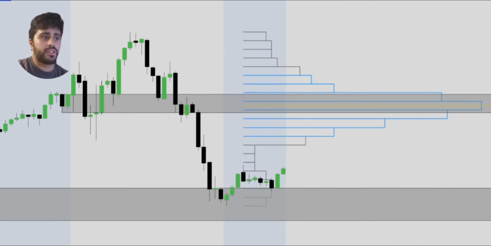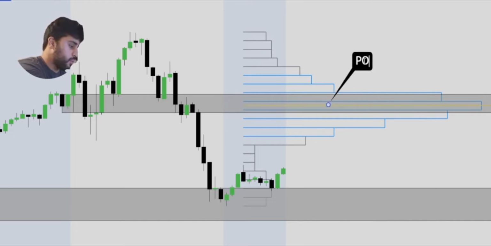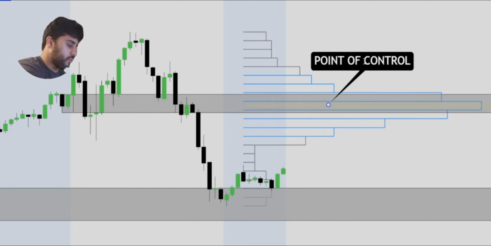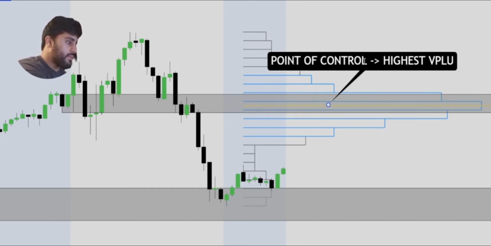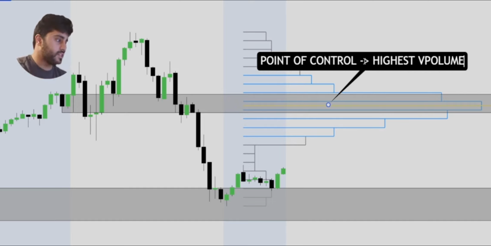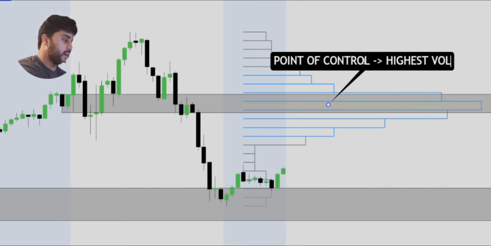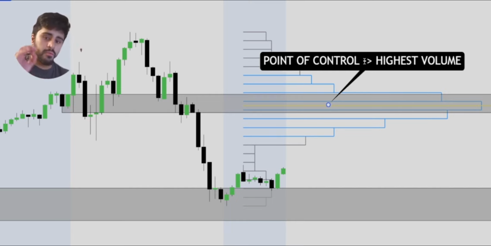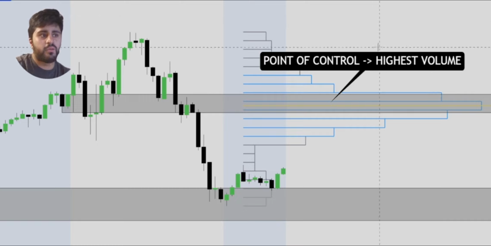So this is a POC area. So this yellow line over here, this is the POC. Now, what does POC mean, right? POC means point of control. Now, point of control means highest volume, right? And this is kind of the finishing story point when it comes to choosing key levels, because the most asked question I get is, how do I find my key levels?